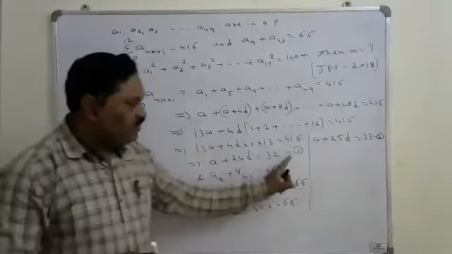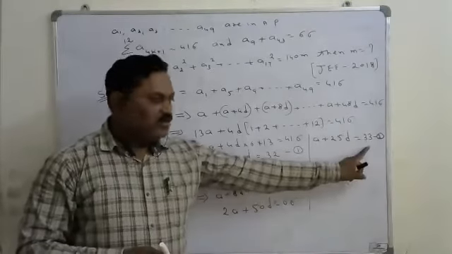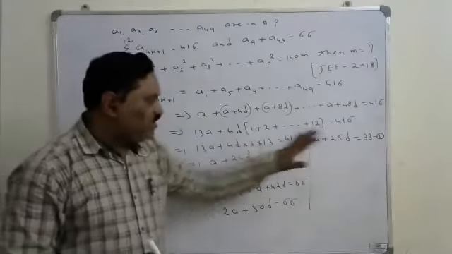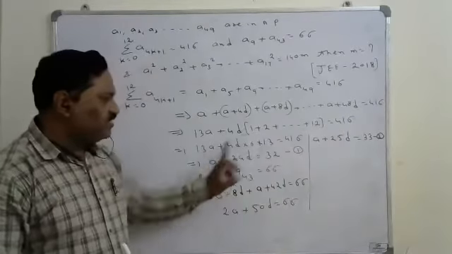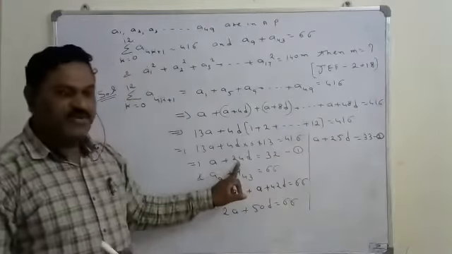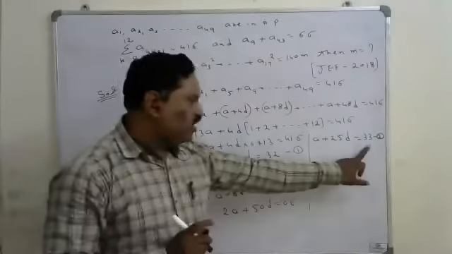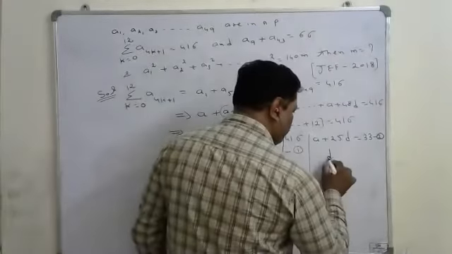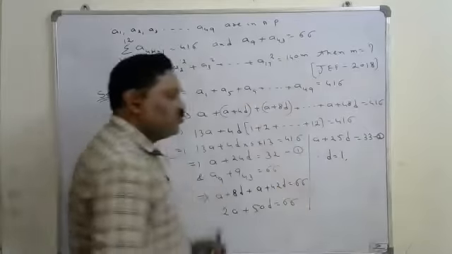Now we will solve equations 1 and 2. If I subtract these two, A and A get cancelled, and 25 minus 24 gives 1D. So D is equal to 33 minus 32, which is 1. Means we got the value of D as 1.